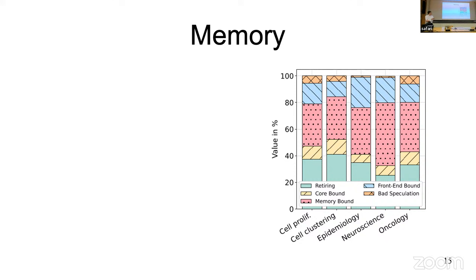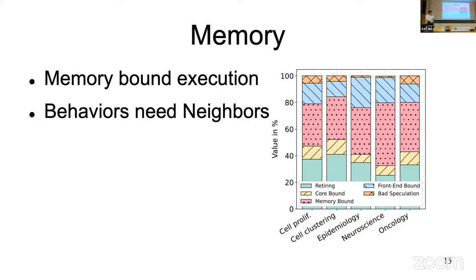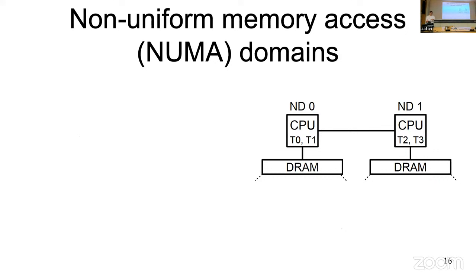Behaviors need the neighbors, so we try to decrease the memory distance, so we have high cache locality. So with that out of the way, let's look at non-uniform memory access domains. These are abbreviated as NUMA domains.